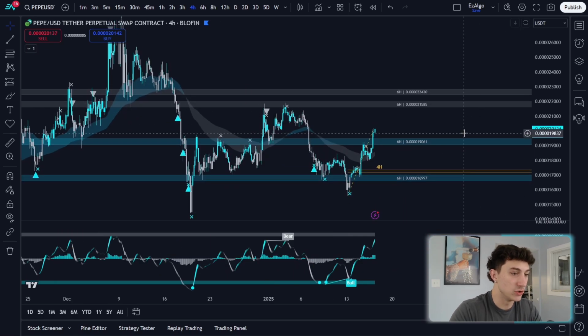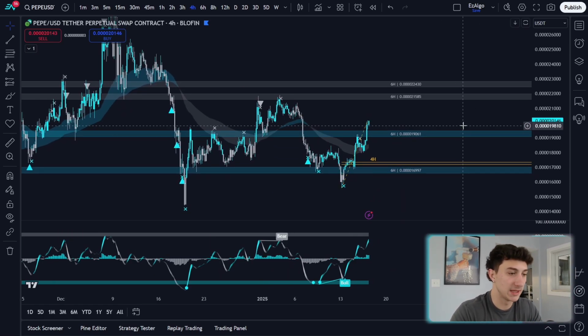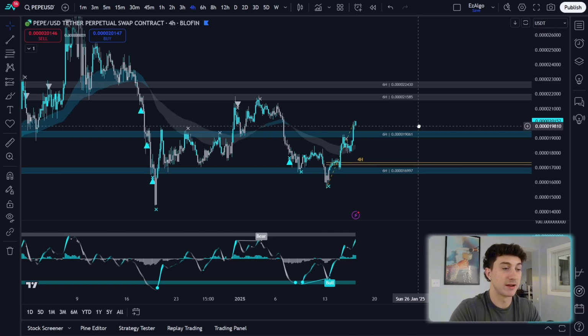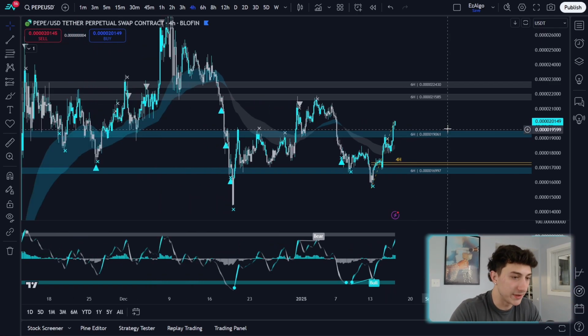This is where I do my TA, okay? This is where I draw my key levels. This is where I draw my setups. Now, again, like I mentioned, the algo will draw these key levels for you.